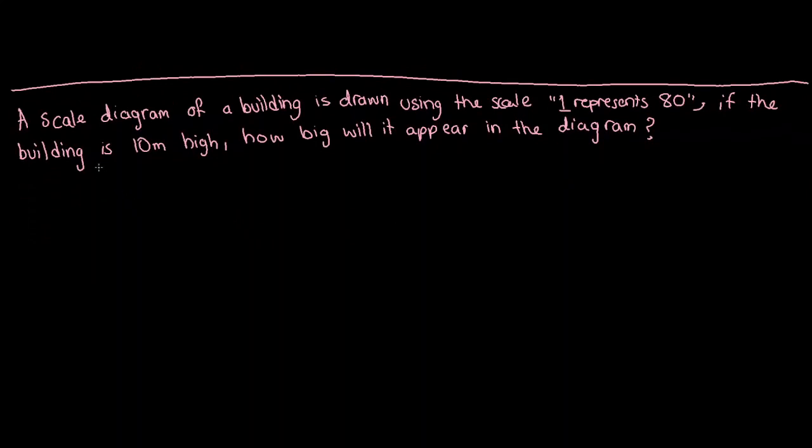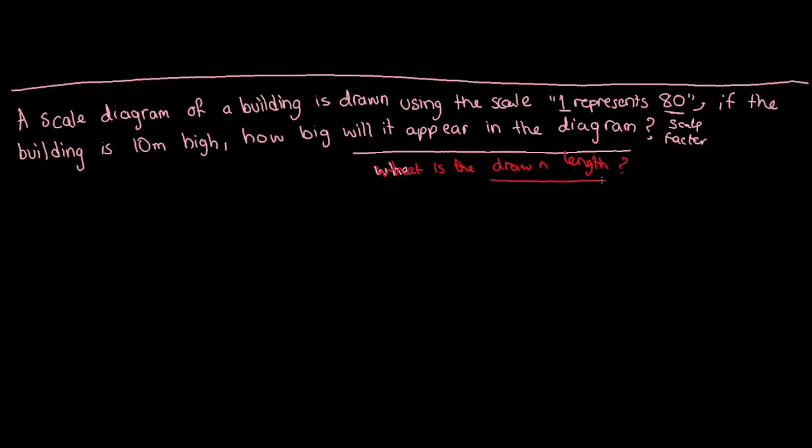Final example. A scale diagram of a building is drawn using the scale 1 represents 80. So this is our scale factor. If the building is 10 meters high, how big will it appear in the diagram? So this is the same way of asking you what is the drawn length? So they're asking for the drawn length. And they have given us the actual length. They are telling us that the building is 10 meters high.